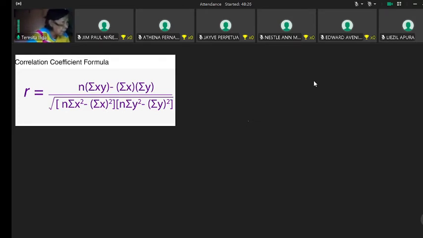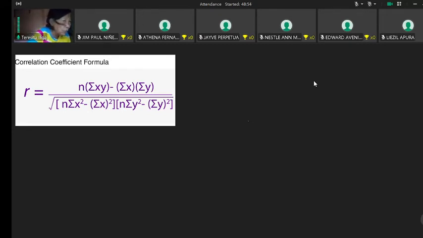First, I need to see the lower part of the table, the summation of x, because the summation of x is what will be substituted to your formula. Our summation of x is 40. Before you can substitute the 40, I should see it in the table. Your n is the number of data: 1, 2, 3, 4. So your n is 4.